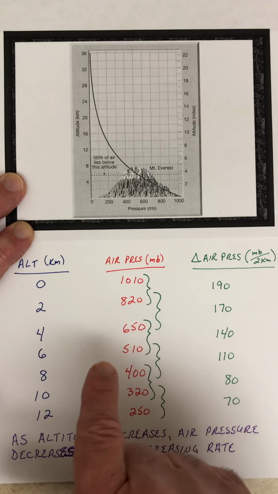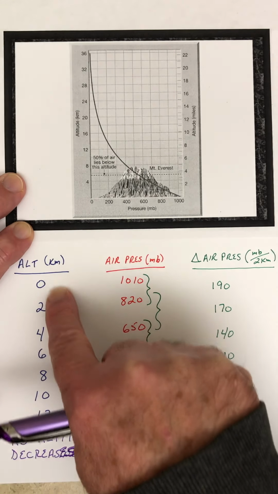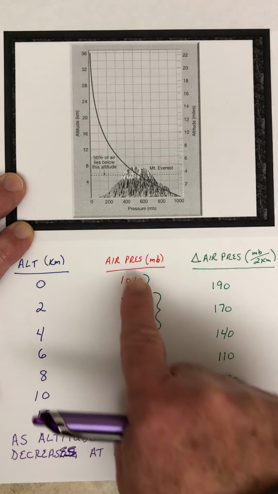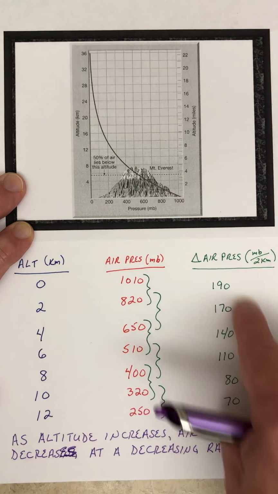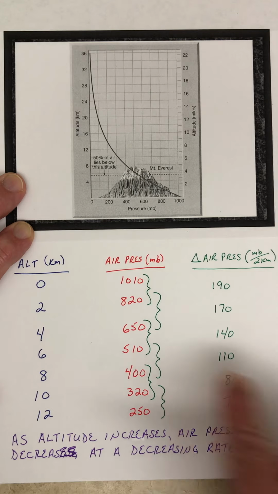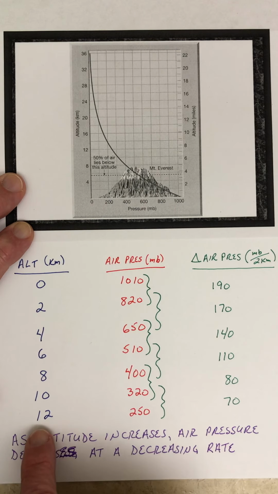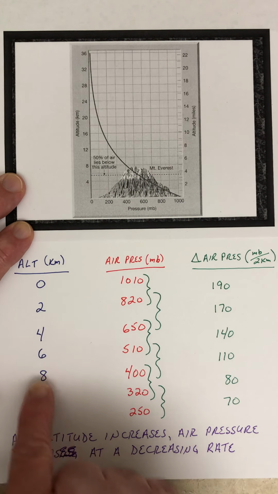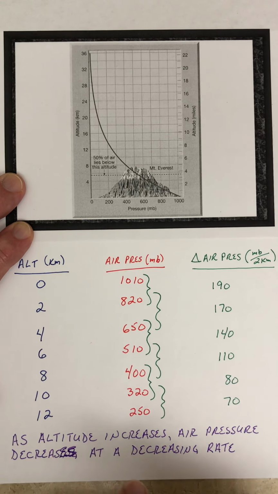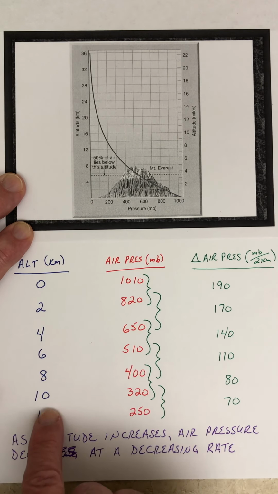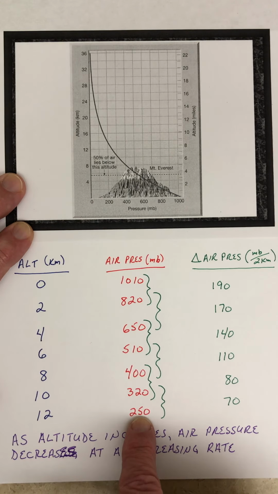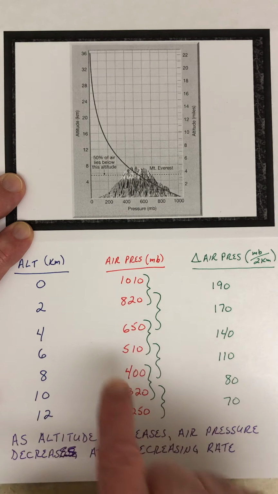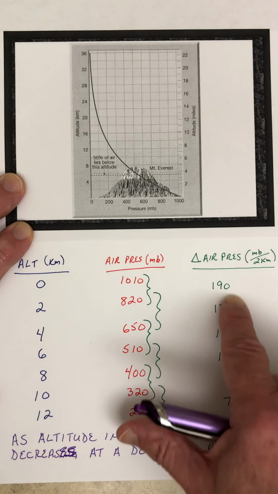So maybe you're in a commercial jet and you're going up into the atmosphere. As the altitude increases, the pressure is decreasing at a decreasing rate. But eventually that airplane has to come back down, so when it comes back down towards the surface, what can you say? When the altitude decreases, as you come back down towards the surface, the air pressure is going to increase, and it's going to increase at an increasing rate.